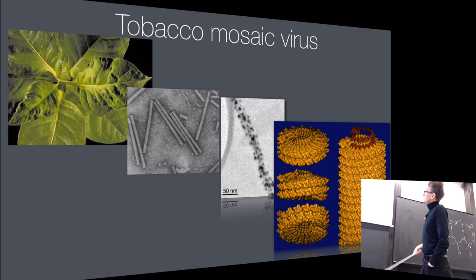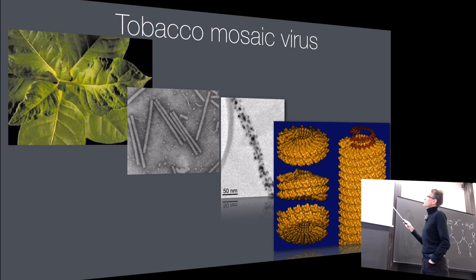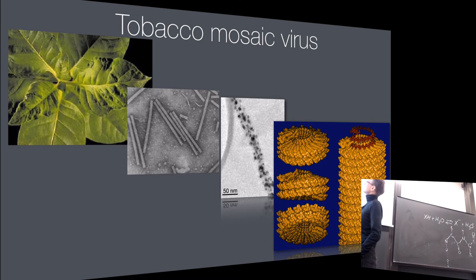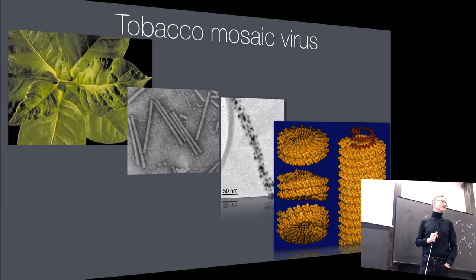So this is a virus. What do you have on the inside here? The red part. RNA, yes. So what will that RNA do? So that RNA will infect the cells of the plant, right? And it will enslave the cells of the plant. What does that RNA code for?